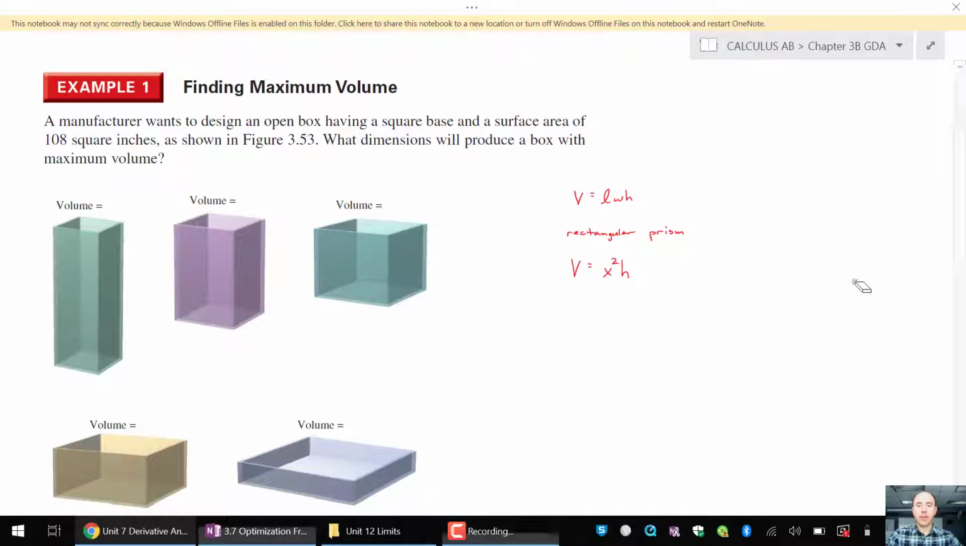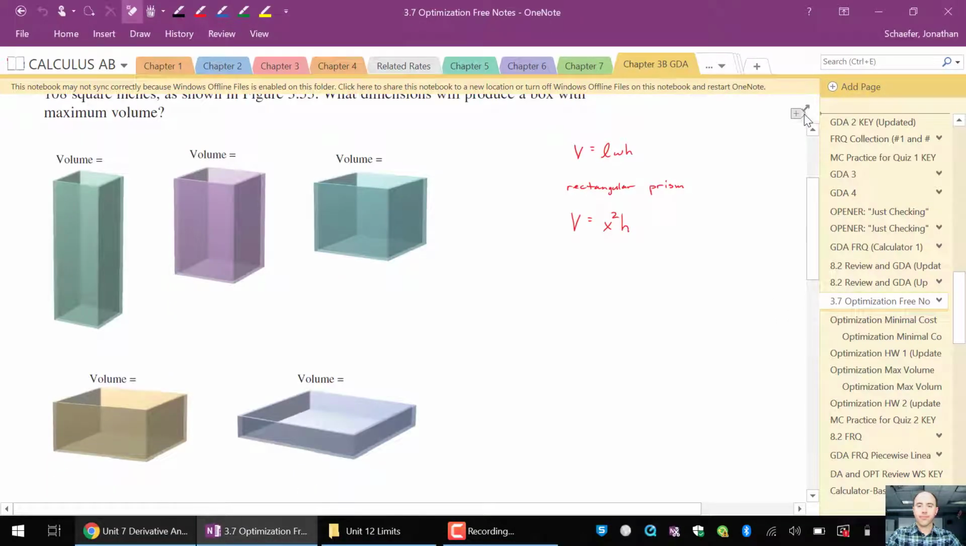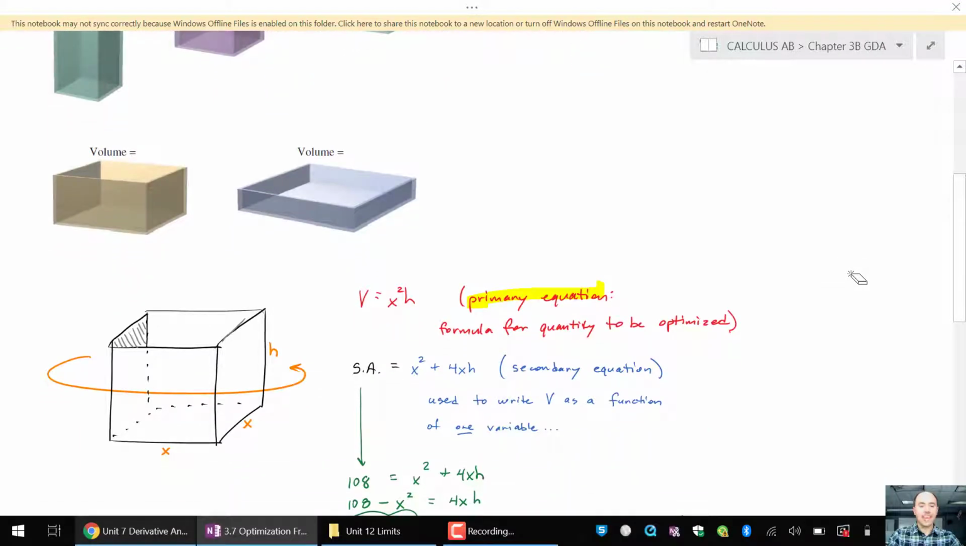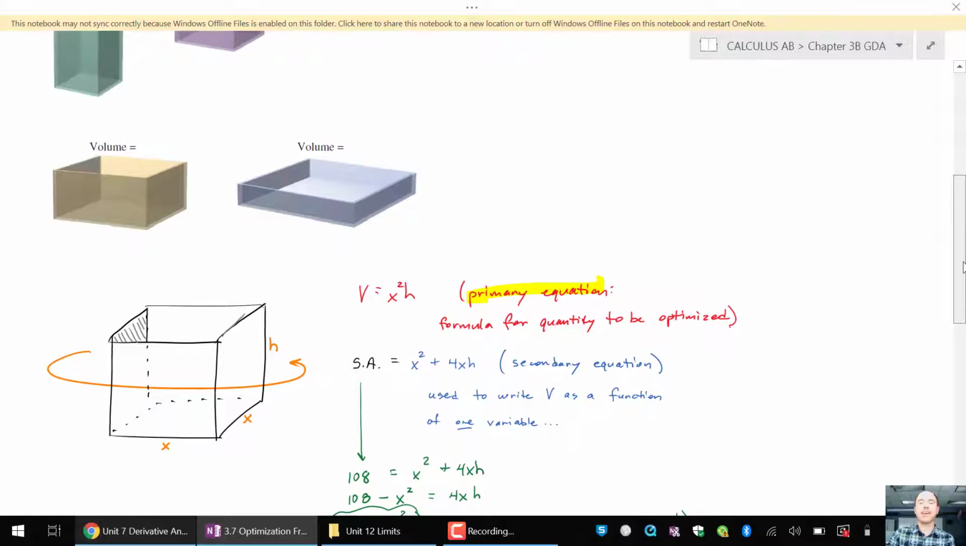So in the situation that we're given here, the surface area can be calculated by using x squared for the base, and then the four lateral walls would be simply x times h. So I have a volume equation of x squared times h, we'll call that the primary, and then the surface area equation of x squared plus 4xh. So now I've established my primary equation and my secondary equation.